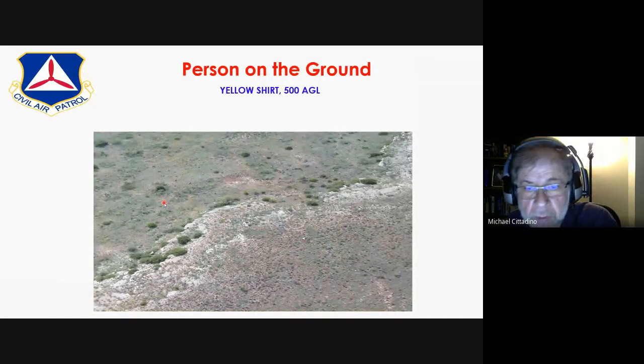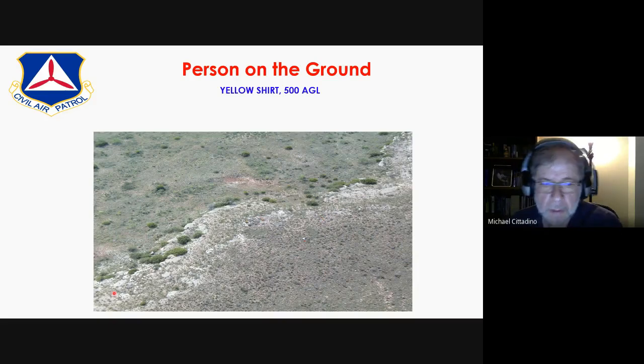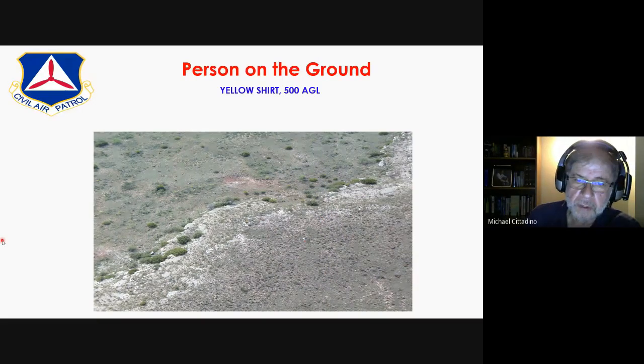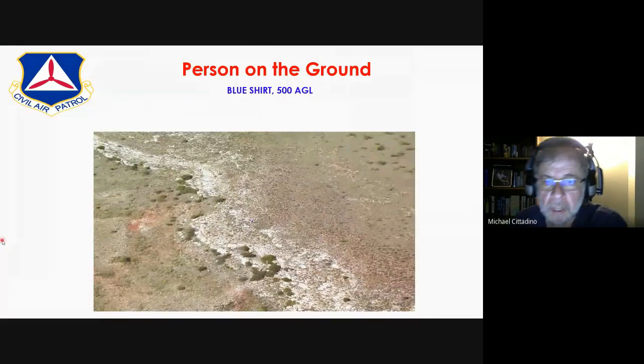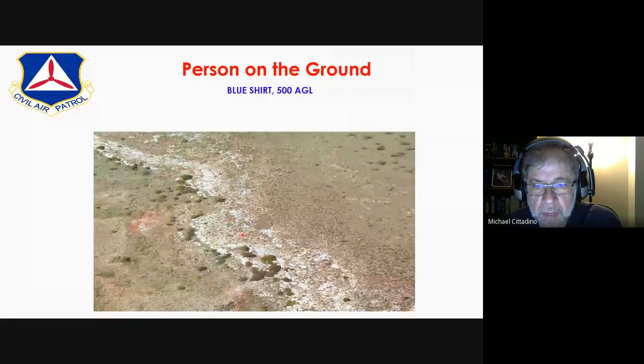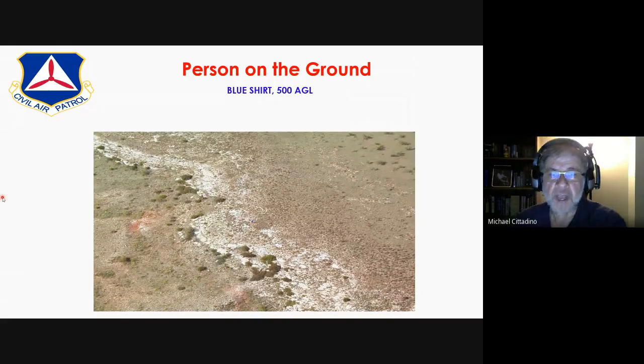A yellow shirt. Well, this sticks out pretty well because you've got some color here. And something brightly colored is definitely going to stick out of this, which is mostly grays and whites, pretty monochrome terrain. So that might help the search. Here's a blue shirt. That also sticks out pretty well. And again, here we've got a shadow coming off of this person, which helps.